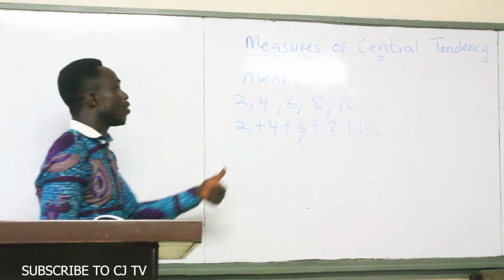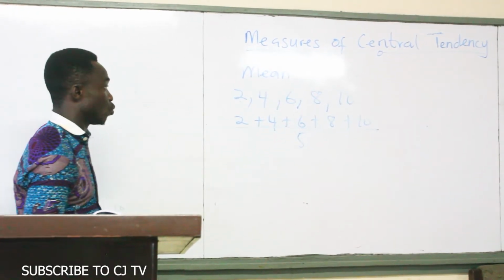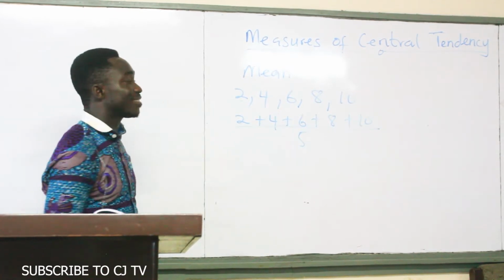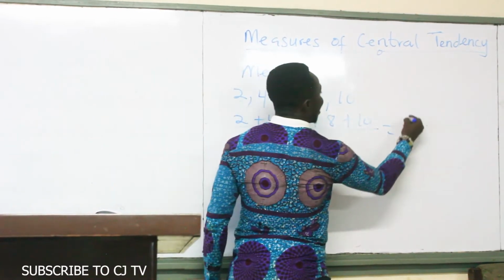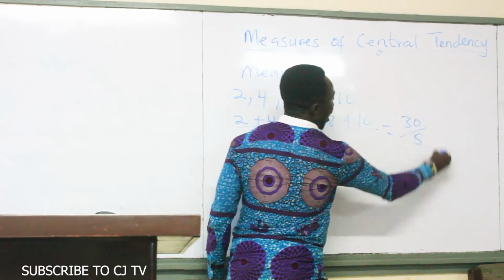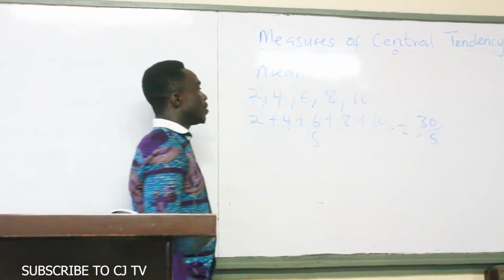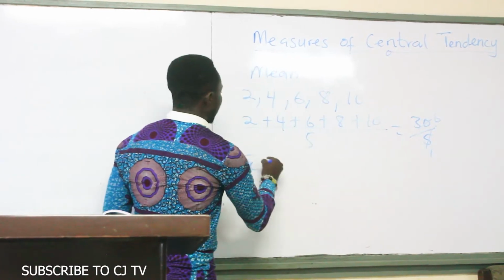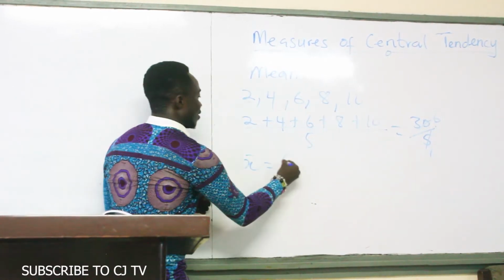2 plus 4 is 6. Plus 6 is 12. Plus 8 is 20, plus 10 is 30. So you'll be getting 30 out of 5. When you do the calculation, you'll be getting 6. So the mean for the class is 6.